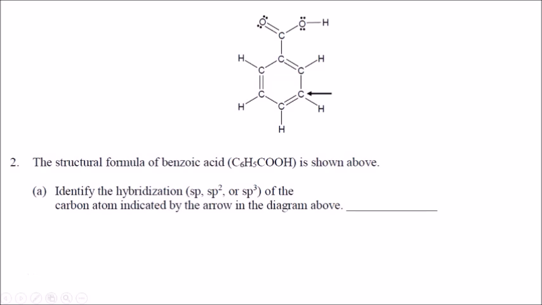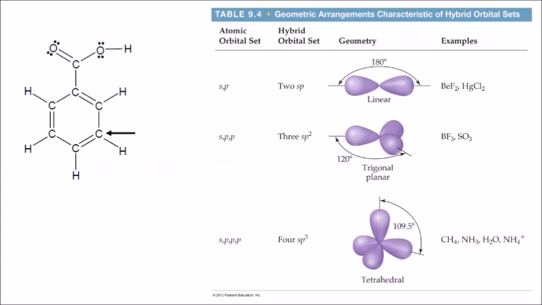In number 2, we're given the structural formula of benzoic acid, and we are asked in part A to identify the hybridization of the carbon atom indicated by the arrow. Well, that particular carbon has 3 electron domains around it, so therefore it's going to be sp2 hybridization.